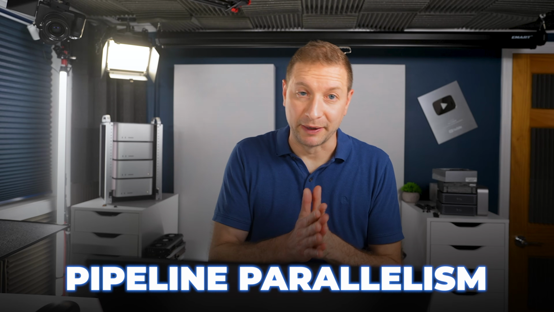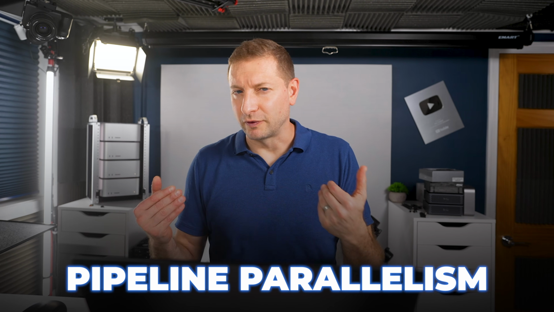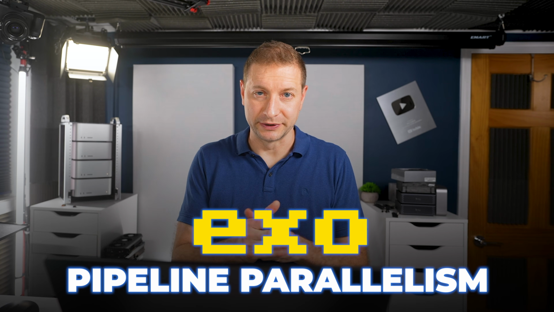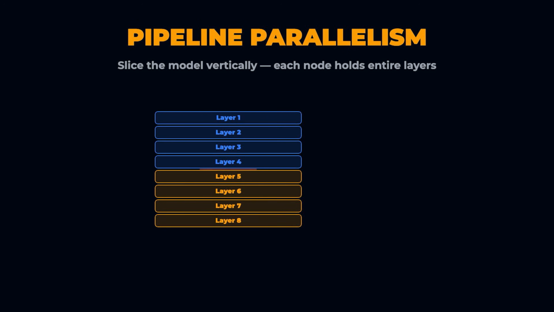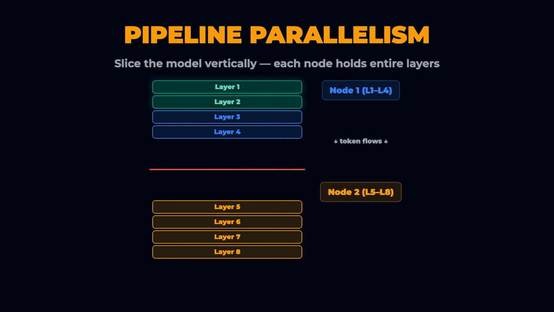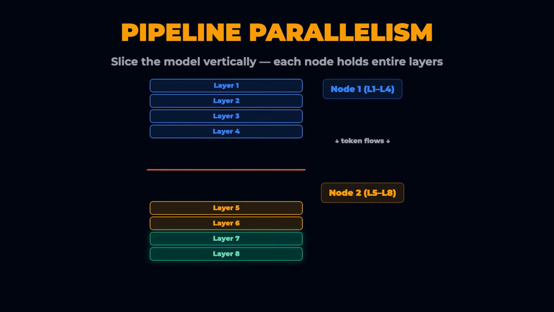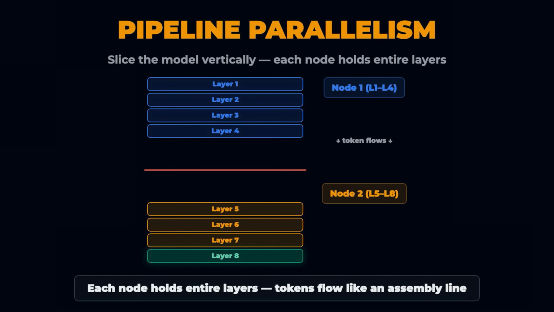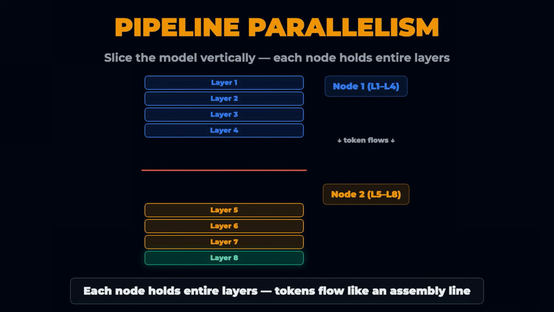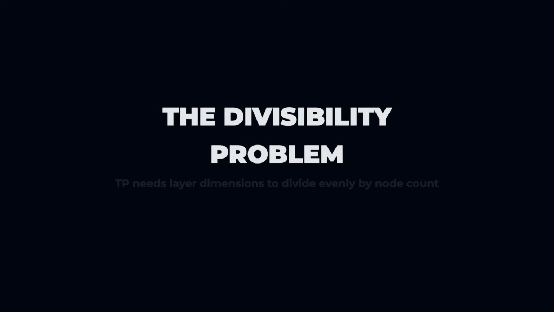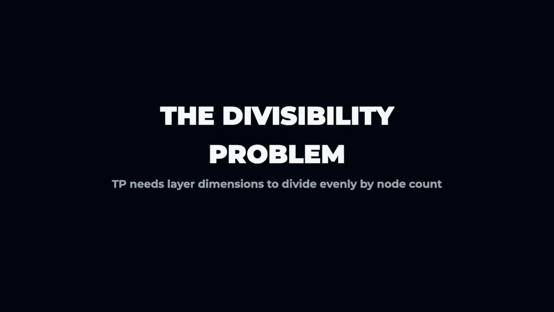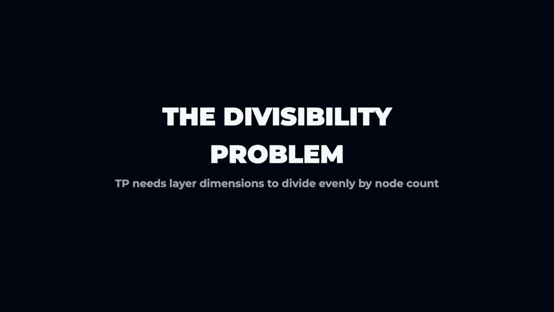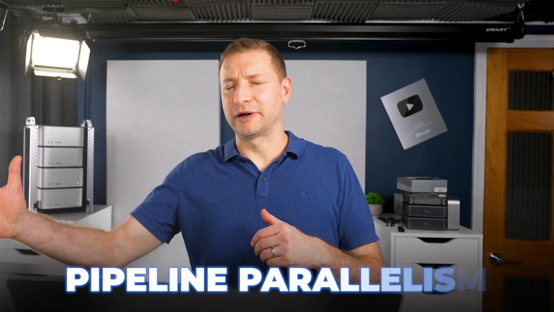Then there's pipeline parallelism. You might have heard of a project called EXO. EXO does this, and this slices the model vertically. Each node holds entire contiguous layers, and a token's embeddings flow through them one node at a time, like an assembly line. The difference between those two matters because tensor parallelism needs each layer's dimensions to divide evenly across all the nodes. Pipeline parallelism doesn't care.